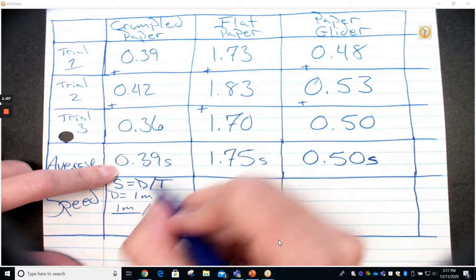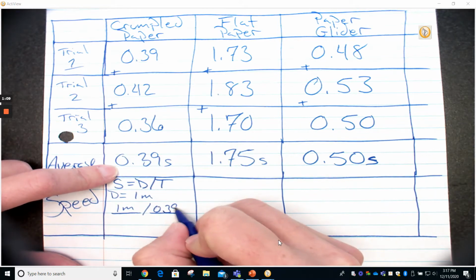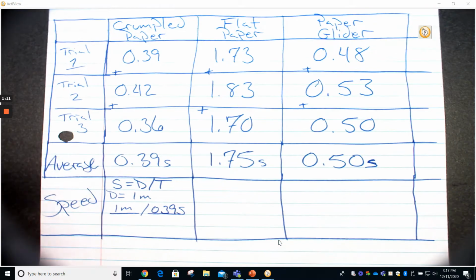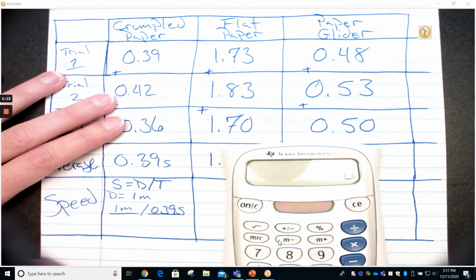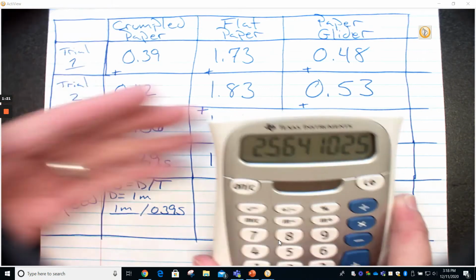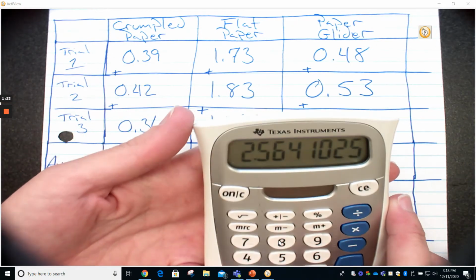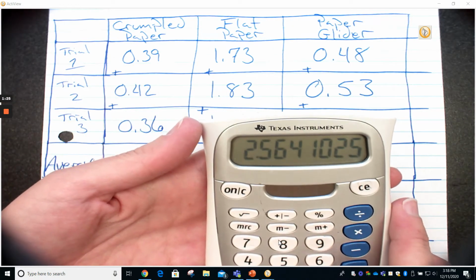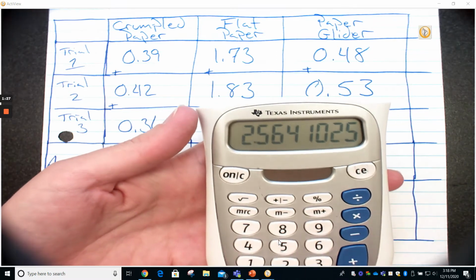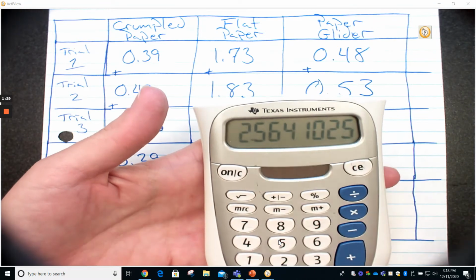So this one is 0.39 s for seconds. Okay, let's do some math. 1 divided by 0.39 equals, wow, kind of cool, huh? That's a crazy number. Remember, how many decimal places did Miss McCoy want? She only wants 2 decimal places. So we're going to do some rounding right here.